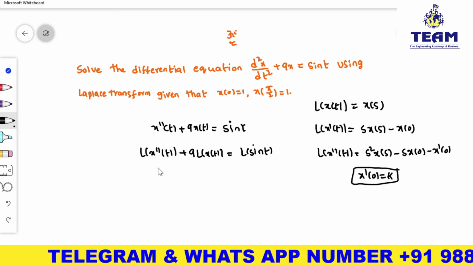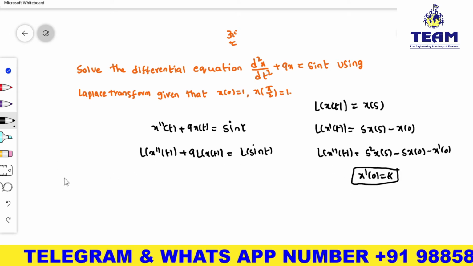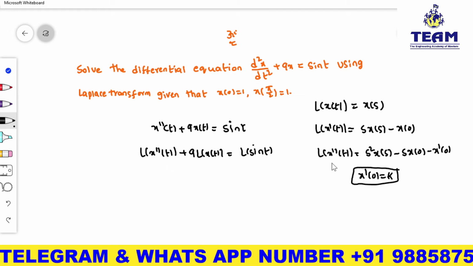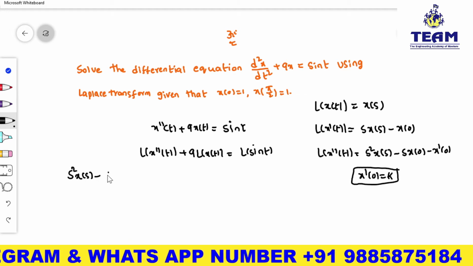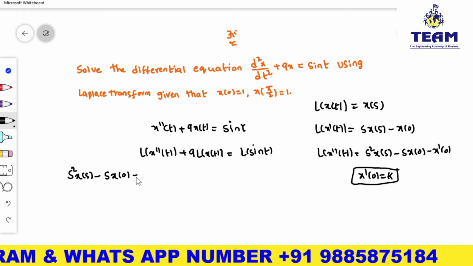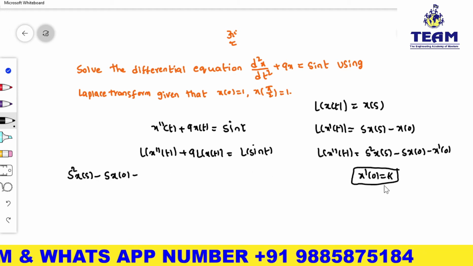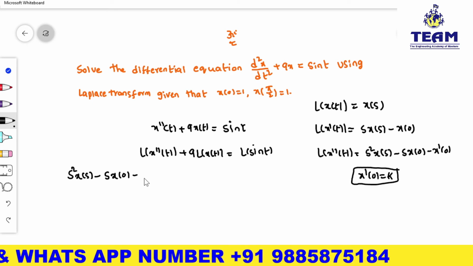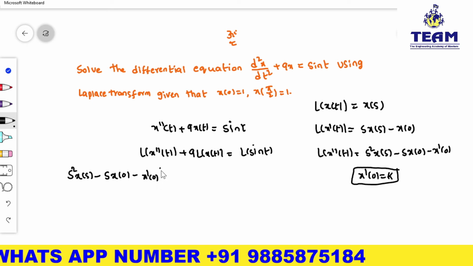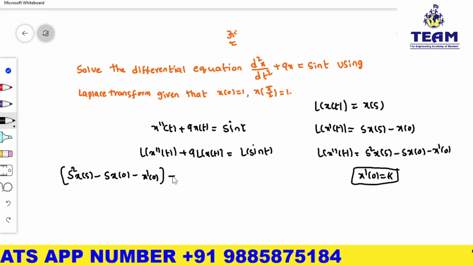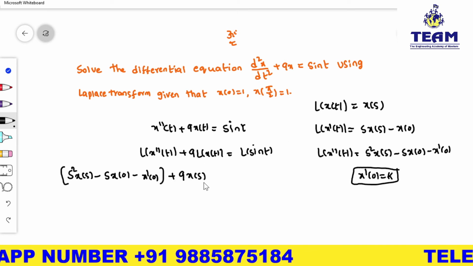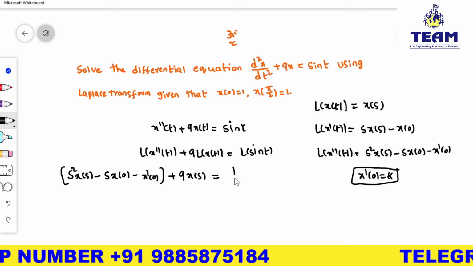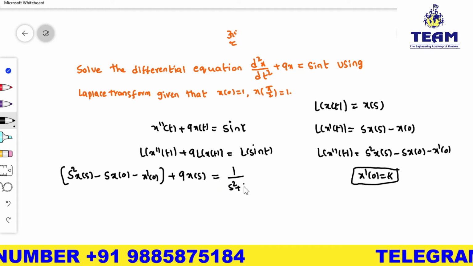Okay, now friends, apply these formulas. Then L of x double dash of t is s square into x of s minus s into x of 0 minus x dash of 0, which I consider as k. I'll write that one later. First, I am writing the formula. Next, plus 9 into L of x of t, which is x of s, is equal to L of sin t, which is 1 by s square plus 1.